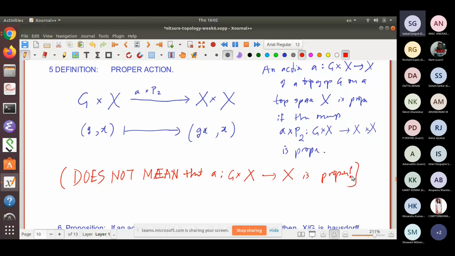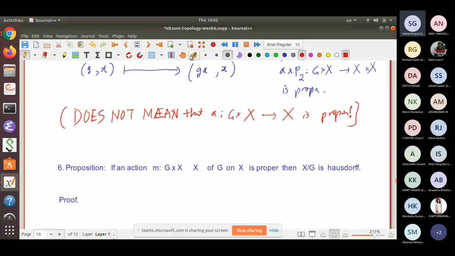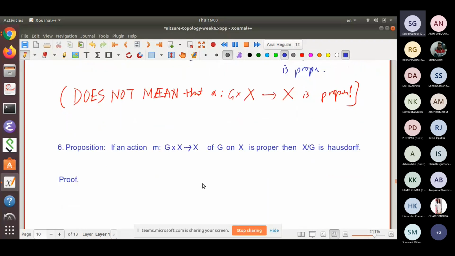Exclamation mark. Okay, you may think this definition is not a nice definition, but this is a very nice definition. It has a very simple use. That's what motivates it, which is clear from the next property. Suppose I have an action A of G on X, G cross X to X, and suppose it is proper, then X mod G is Hausdorff.